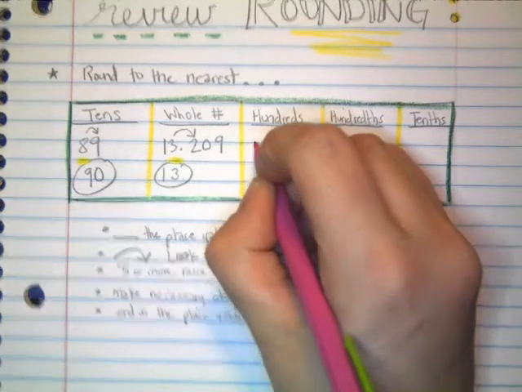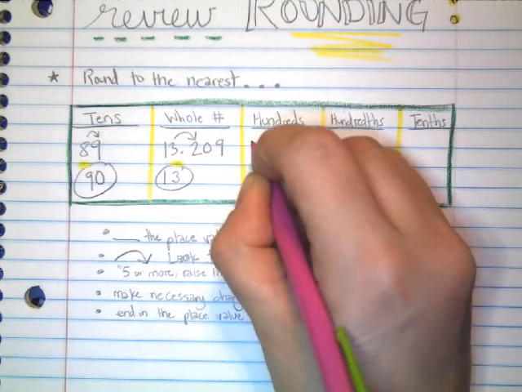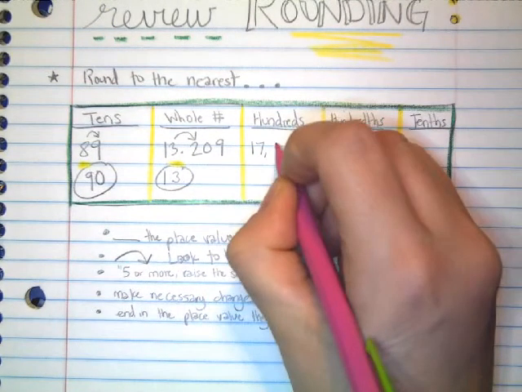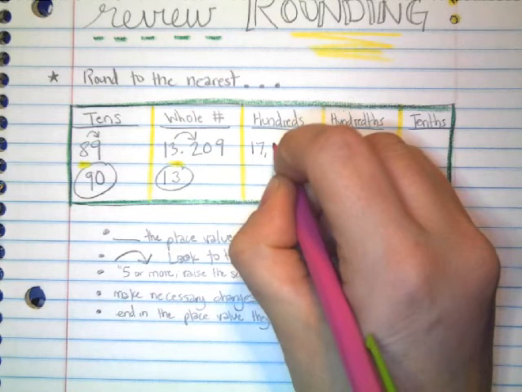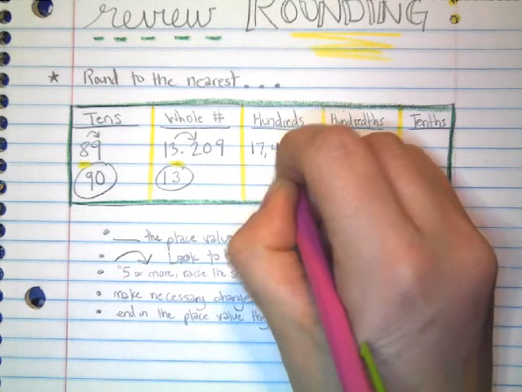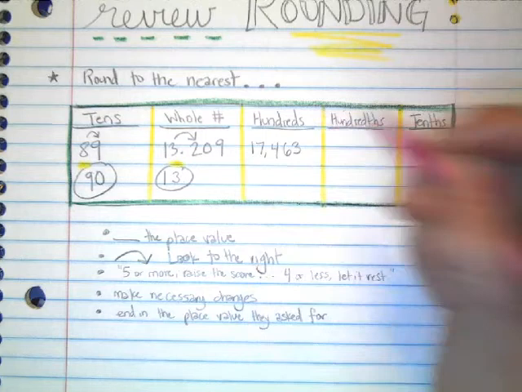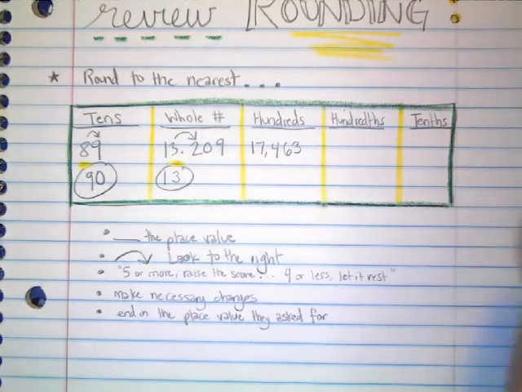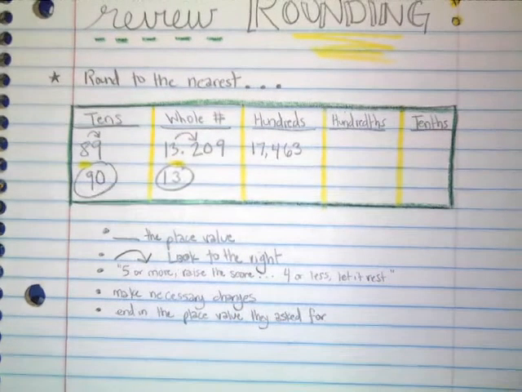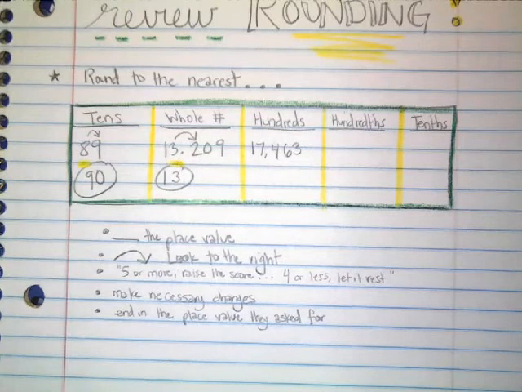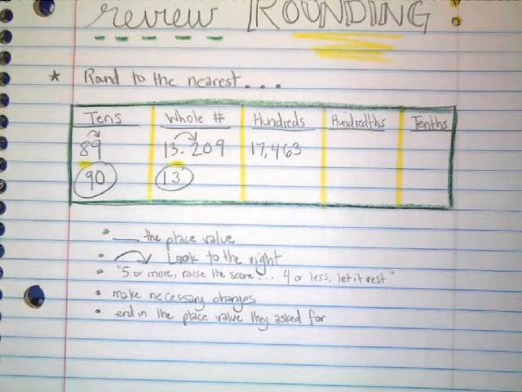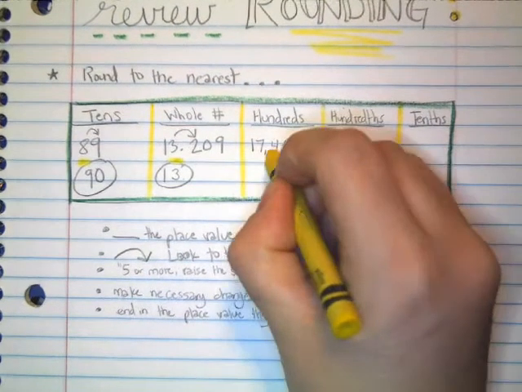Okay, now we're going to round a number to the nearest hundreds. It's going to be a pretty big number. 17,463. Rounded to the nearest hundreds. Let's underline the digit that's in the hundreds. You should have underlined the 4.